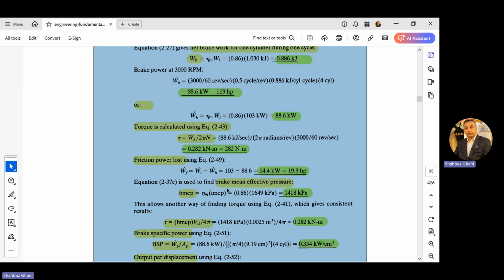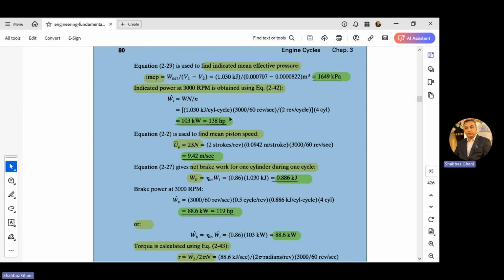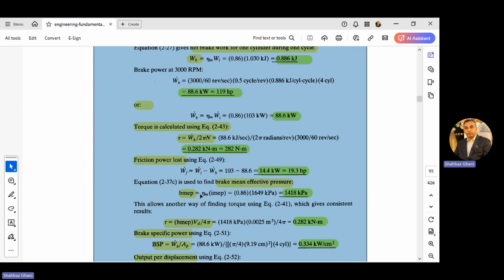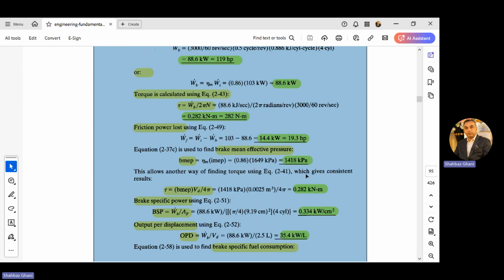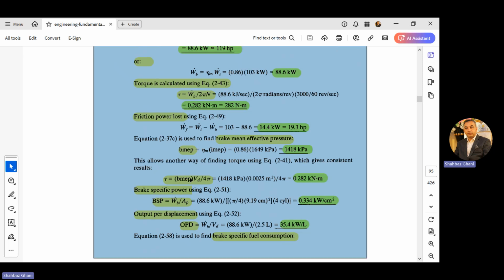Now, brake mean effective pressure. We have already found the indicated mean effective pressure. Now we will find the brake mean effective pressure: the mechanical efficiency times the indicated mean effective pressure, which we found to be 1418 kilopascal. This allows another way of finding torque, which gives consistent results. Torque is equal to brake mean effective pressure times Vd divided by 4 pi. So putting in the values, the answer is the same as we calculated before, 282 Newton meter.